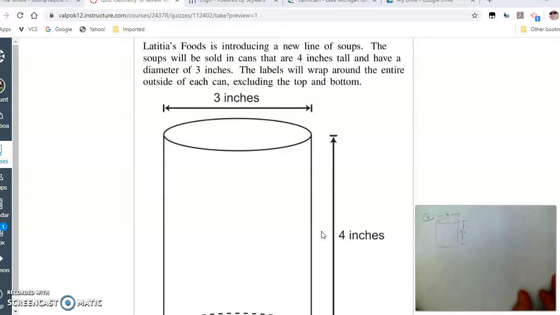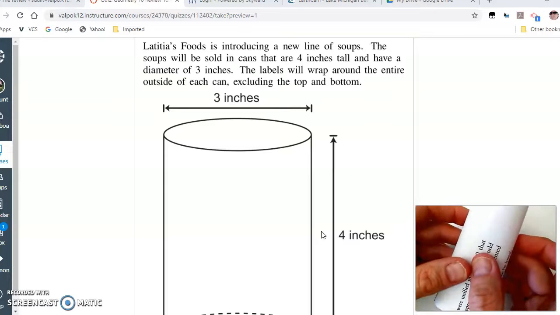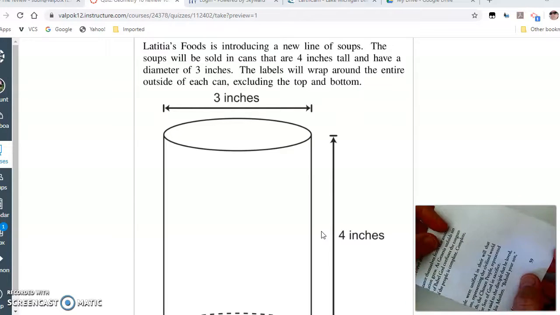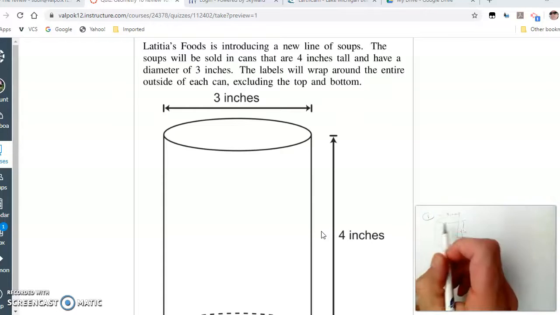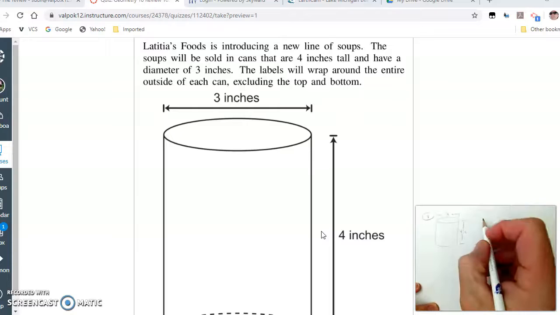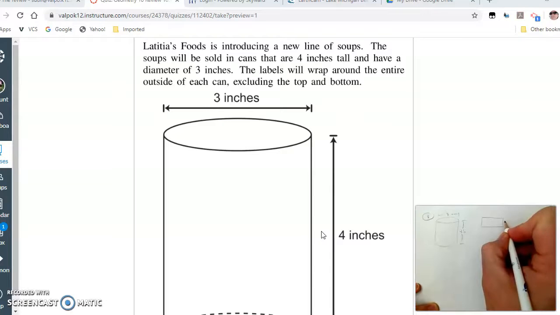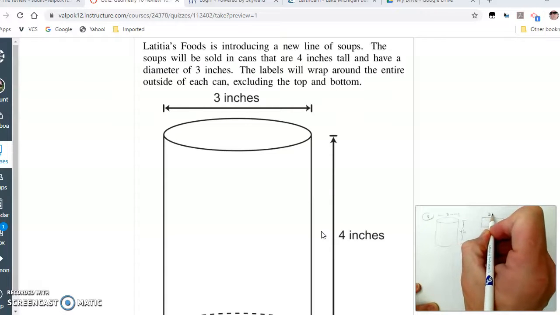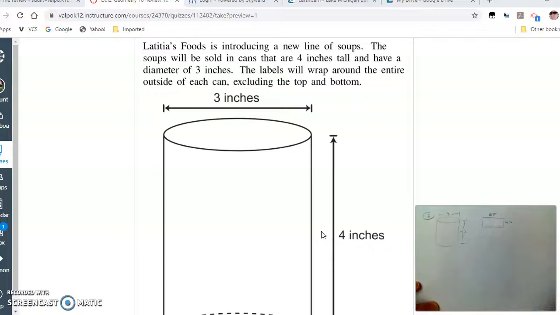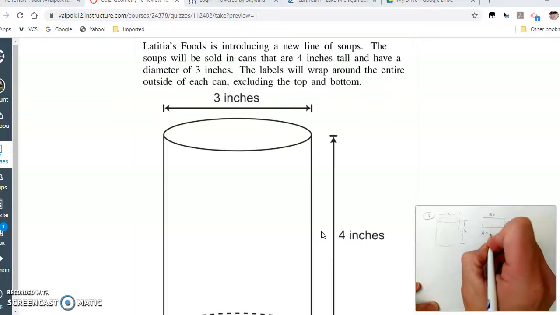If you've ever had the chance to cut the label off of a can, when you unroll it, it ends up being just a rectangle, right? And that's exactly what they're talking about here. If you were to slice this label off, you'd have a rectangle, and its height would be 4 inches, and then its length would be the circumference, which is pi times the diameter, 3 pi, right? So area equals length times width.